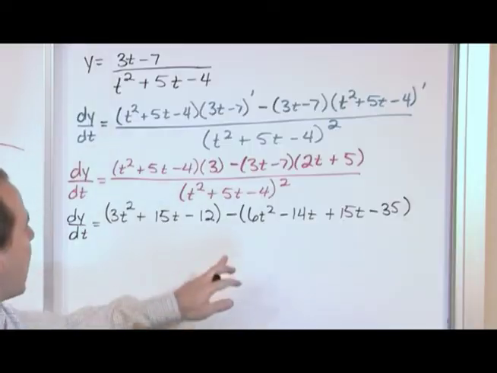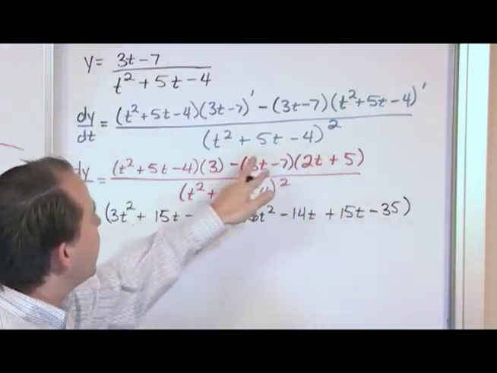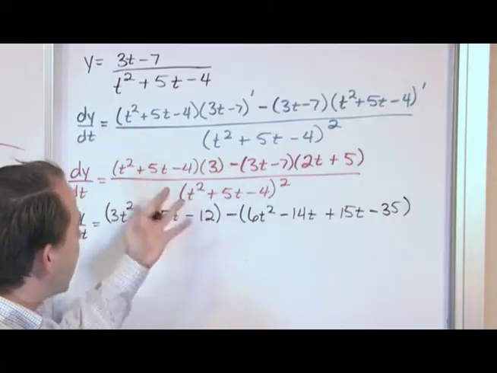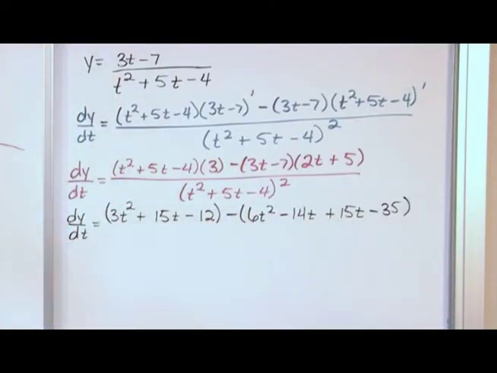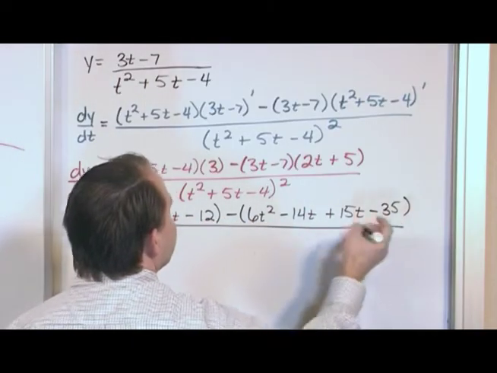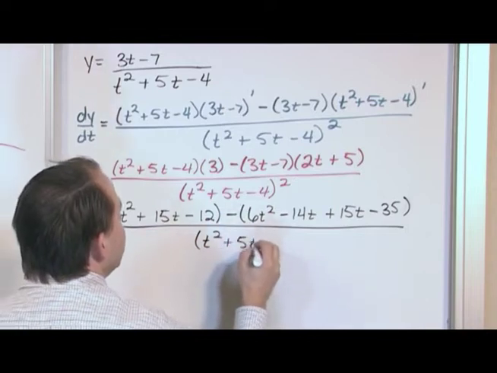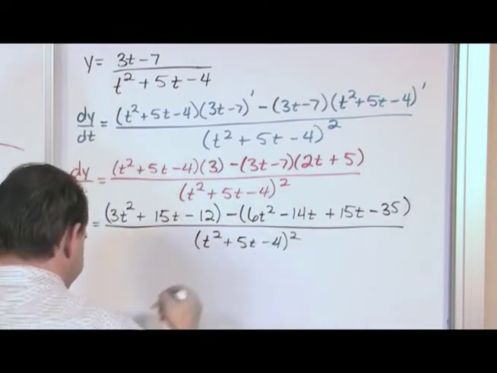So you see why I'm leaving the negative outside and I'm doing the FOIL. Because if I start trying to do the FOIL and then take into account the negative out at the same time, I'm going to eventually mess up one of these signs. So I'm just going to make sure I get it right by doing it one step at a time. The bottom is just a rewrite. t squared plus 5t minus 4 squared.